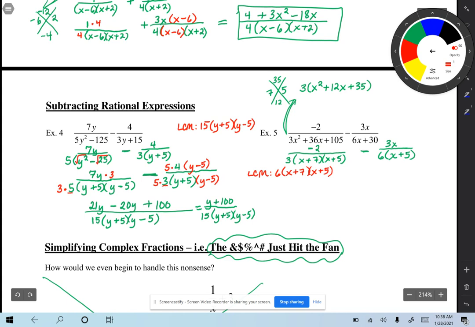Right? What is the first fraction missing in the denominator? It's missing the 6. It only has a 3. So you want to multiply top and bottom by 2. And now it has the magical 6. The second fraction has a 6. It has an x plus 5. It's missing the x plus 7. So multiply top and bottom by x plus 7.